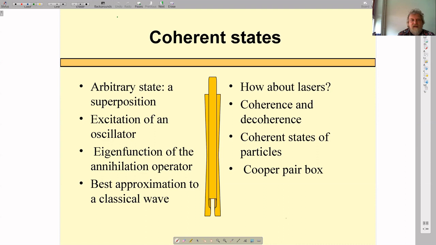Today, there will be the next lecture, the next topic in our course of advanced quantum mechanics. And that will be a rather special topic. I will talk namely about coherent states.